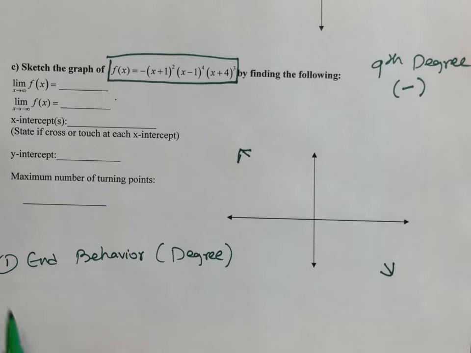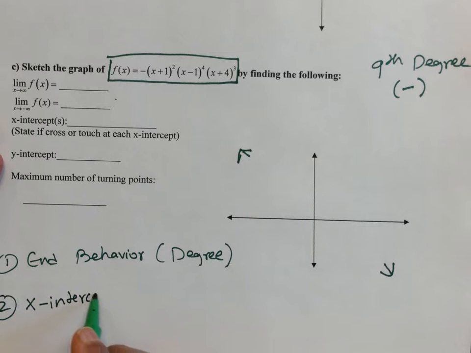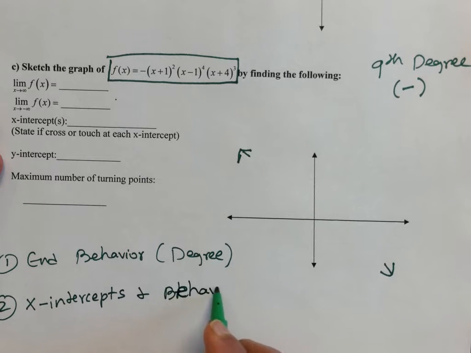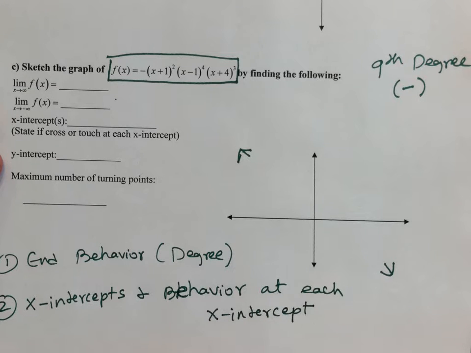Okay, so what else do you need to be able to graph? I know where to start. I'm going to start in this quadrant. But the second thing I need to know is what are my x-intercepts. Not only do you need to know the x-intercepts, you need to know the behavior at each x-intercept. We talked about this.